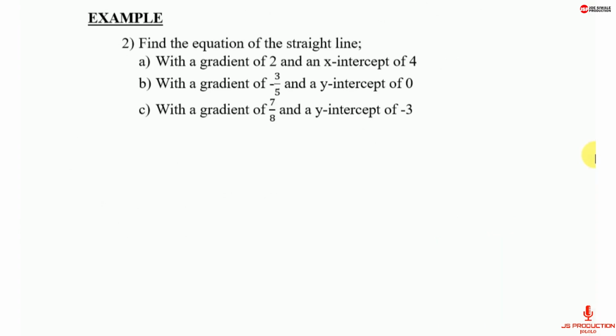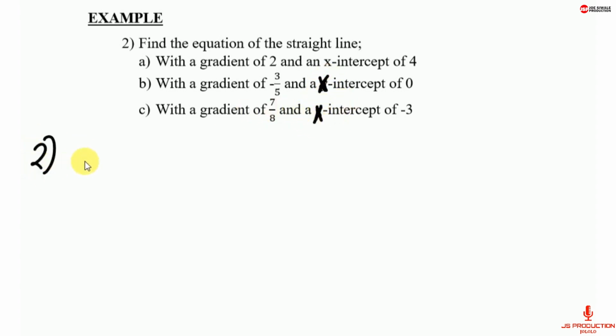Let us now look at example 2, and our example 2 reads: find the equation of the straight line A with a gradient of 2 and an x-intercept of 4. So the gradient we have been given as 2 and our x-intercept we have been given as 4 there. And let us take note that all these are x-intercept, so there was a mistake with the equation. So this is also the x-intercept.